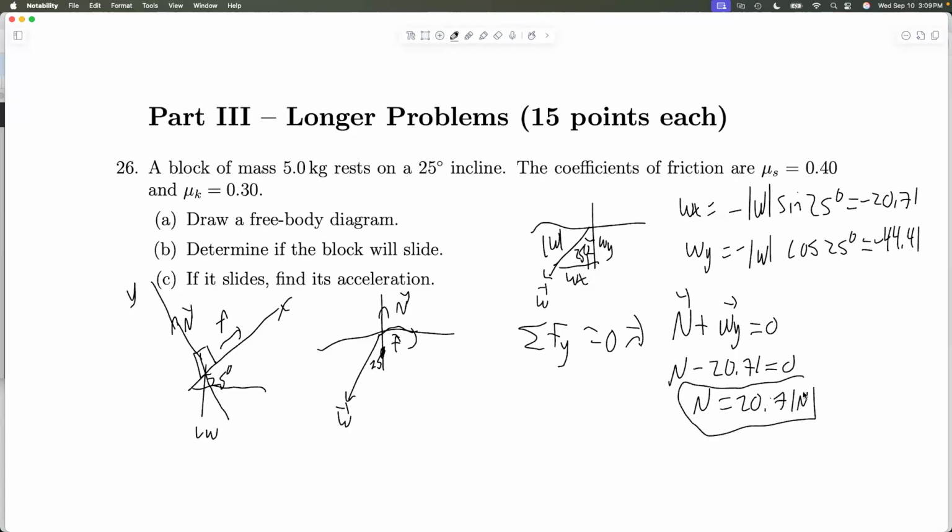And yes, it's weird that I've got Newton and normal. You just got to know from context what that means. Why do I need that? Because I need the frictional force. So friction, if it's static friction, will always be less than or equal to mu times the normal force.